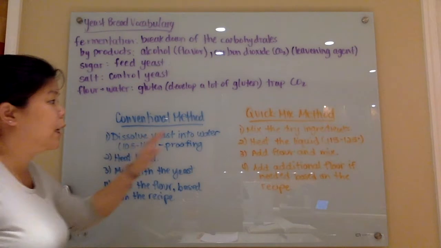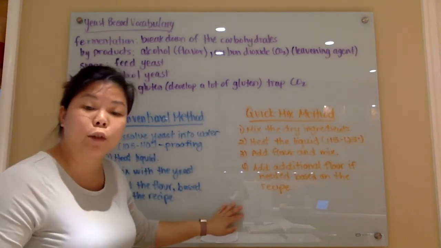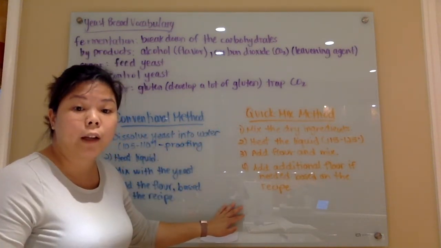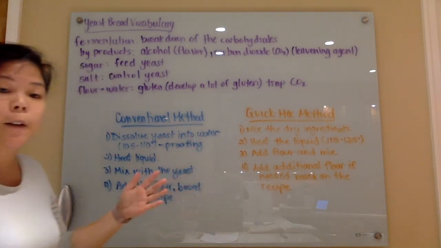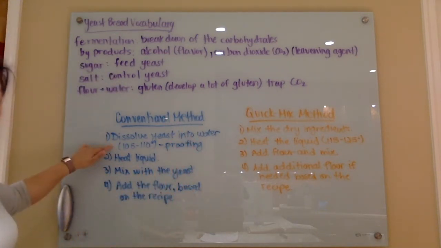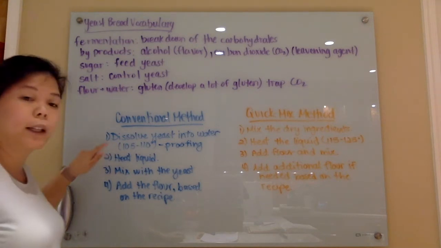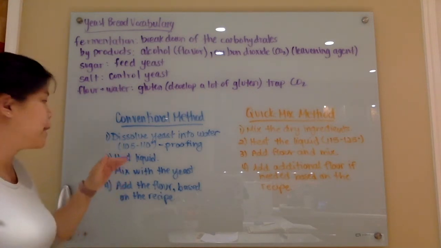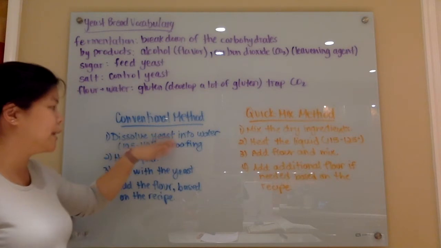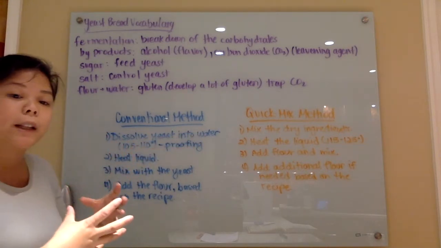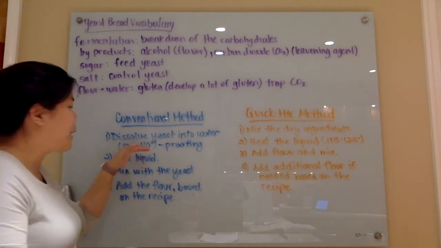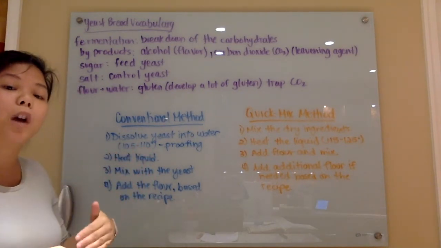Like I said, in my conventional method, I proof my yeast first. However, in my quick mix method, I don't actually proof my yeast. We will find out if it works when we let the dough rise. One of the reasons your liquid is at a lower temperature in the conventional method is because I'm allowing that yeast to be in the water directly. There's nothing surrounding that yeast to help protect it, so the temperature needs to be slightly lower.